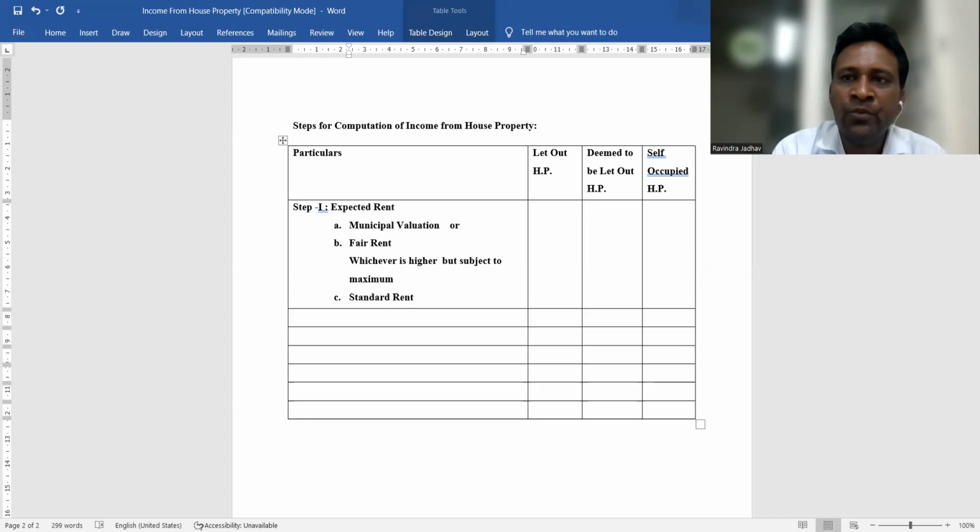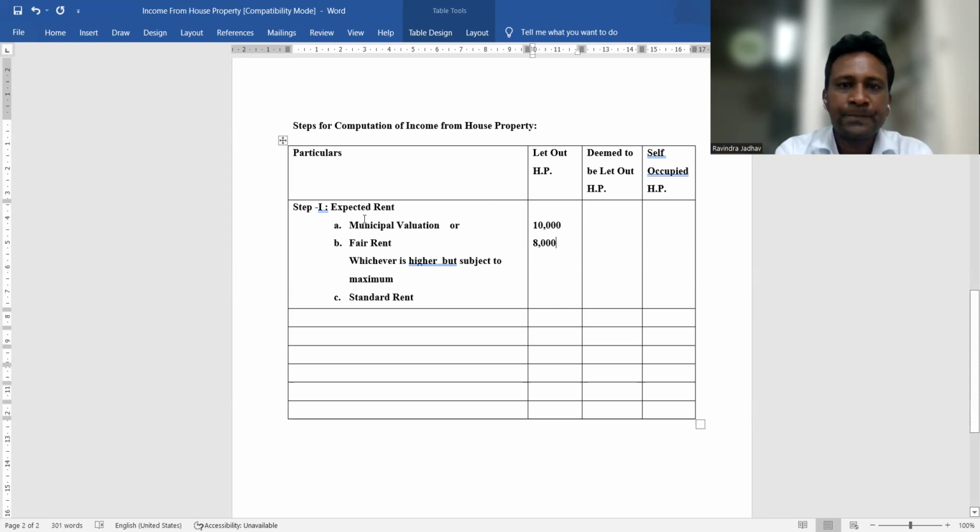For example, municipal valuation of rupees 10,000, and fair rent of rupees 8,000. Just compare these two amounts, rupees 10,000 and rupees 8,000, whichever is more, whichever is higher. So 10,000 is higher. So firstly, we take the first figure, that is 10,000. Municipal valuation is more than fair rent. So the first figure is 10,000, but subject to maximum standard rent.